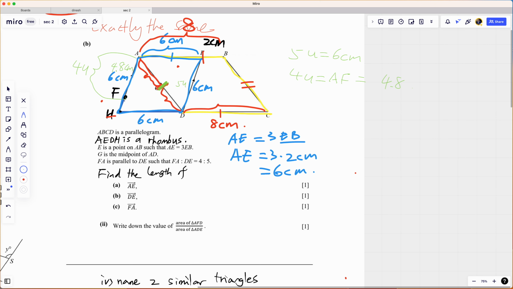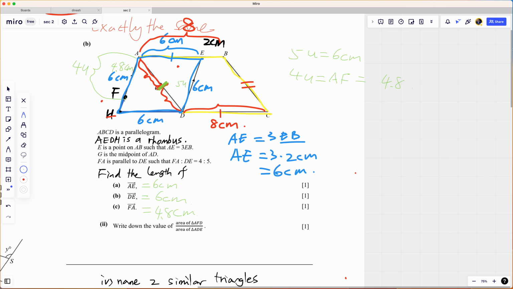Okay, the question asks for AF. Where's the AF? AF is how much? DE. DE is how much? FA. Oh, 4U. 4.8. Correct. Is it very hard? No. Just do it step by step. Am I right? It's not very hard. Just need to do it step by step.